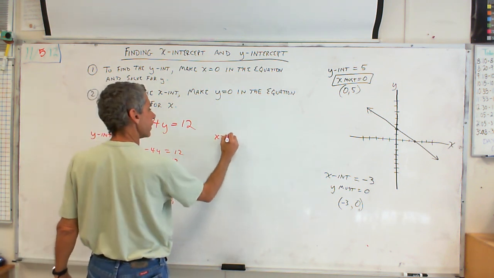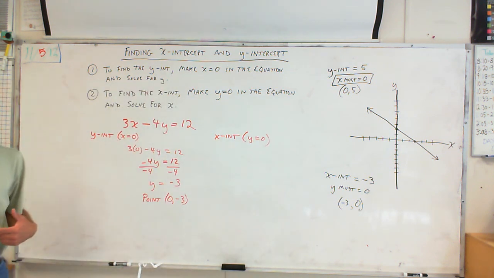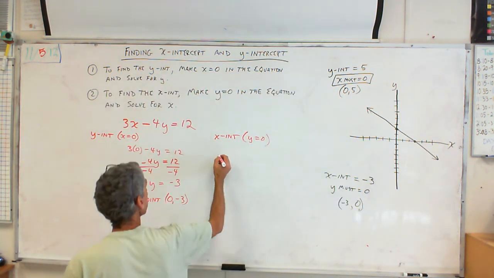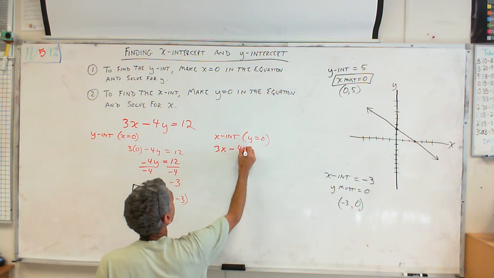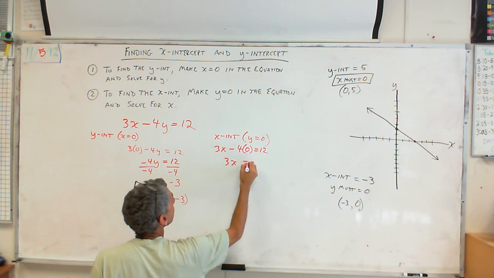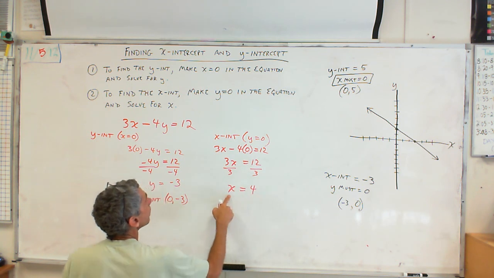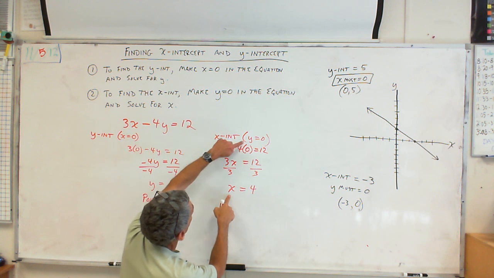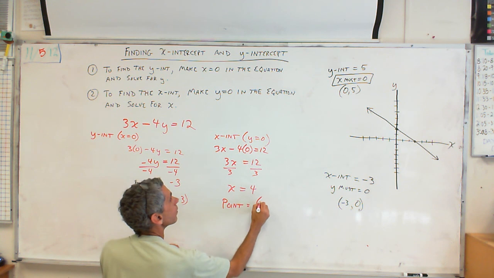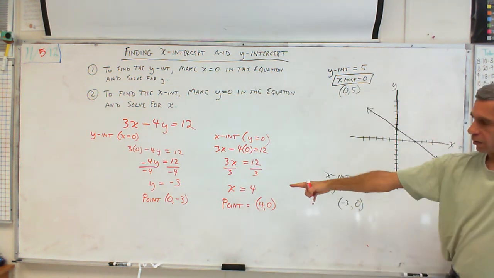Now to my x-intercept, I have to make y equal to 0. And this is how I expect you to write it out. I don't want you to do shortcuts. I want you to write it out at this point. Okay? Y equals 0. So I'm going to do that. 3x minus 4 times 0 is equal to 12. Well, minus 0 doesn't do anything. So 3x is equal to 12. Divide by 3, x is equal to 4. So I just found my x-intercept when y is equal to 0. So what is my point? 4, 0. Exactly.